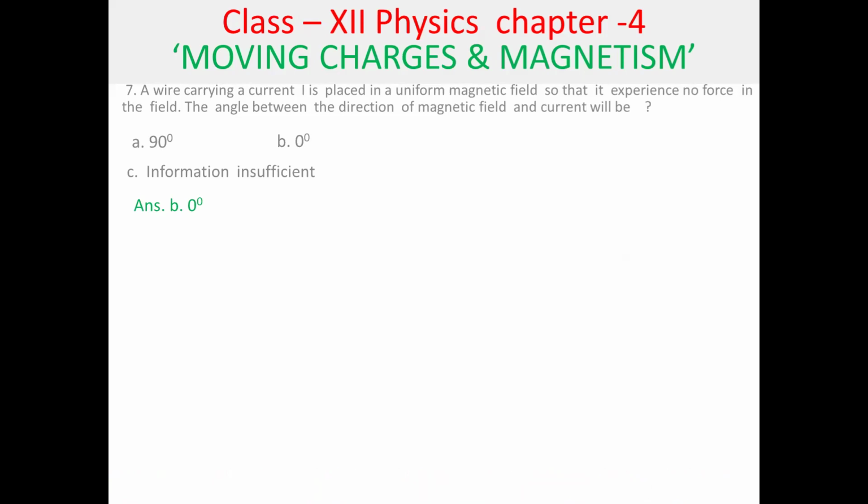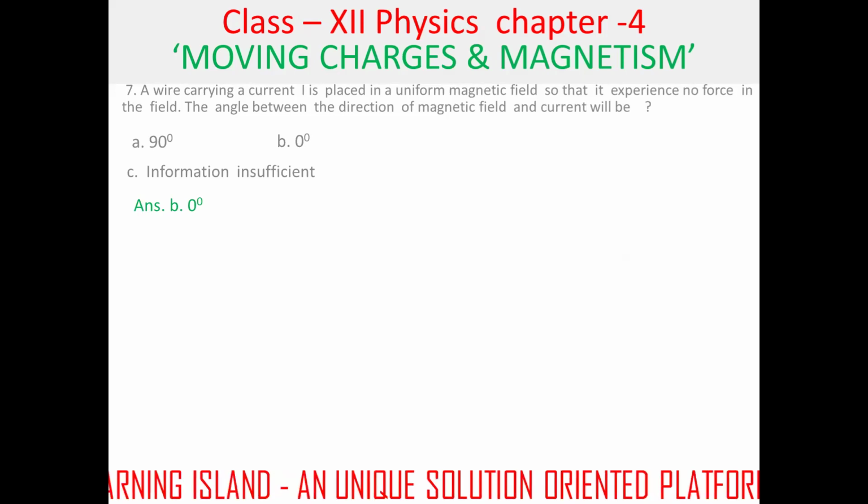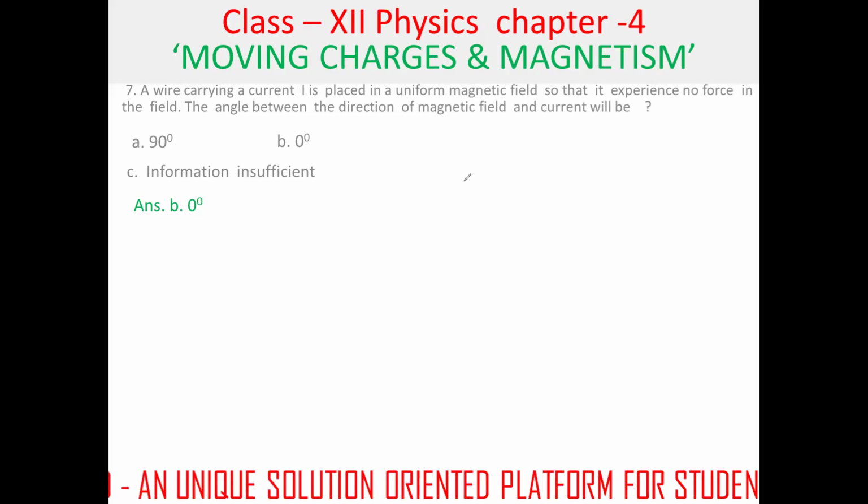How? Same formula, same formula. I'm again showing you. The question is a wire carrying current I. Suppose a wire is carrying current I. This is carrying current I, is placed in uniform magnetic field so that it experiences no force.